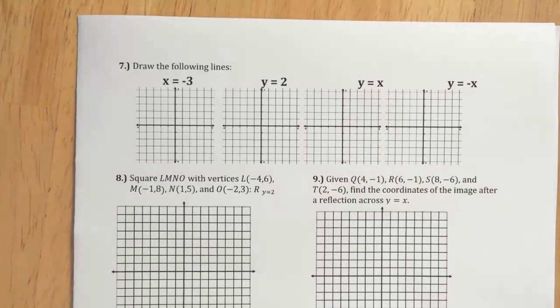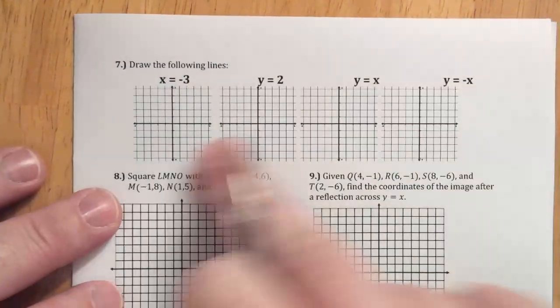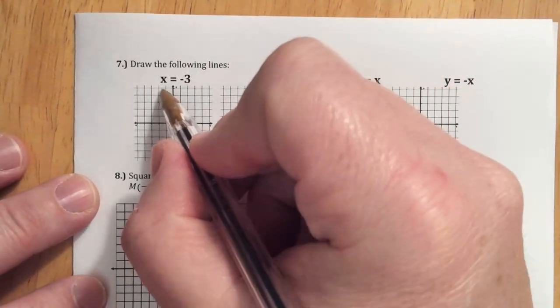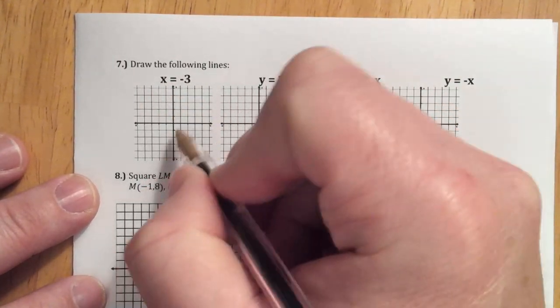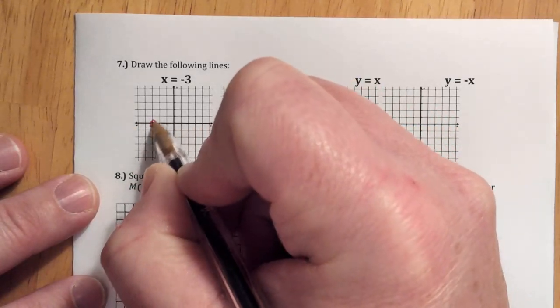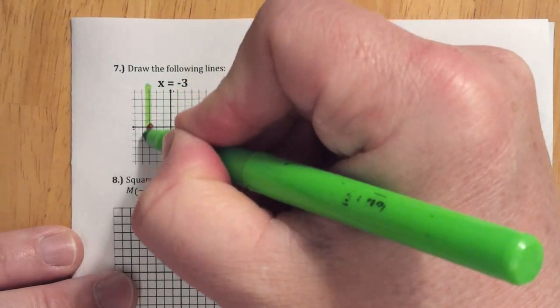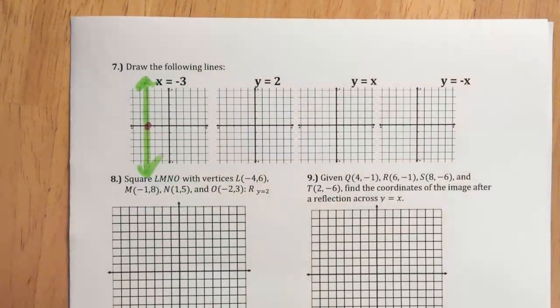All right, so we're on number 7 now. So number 7, this is just a nice little review of how to graph these. These are going to be reflection lines in the future. So this right here, this is x equals negative 3. So here is the x-axis. Here is negative 3. Now, how do we smack that? We would smack it like this. So that would be that line right there.